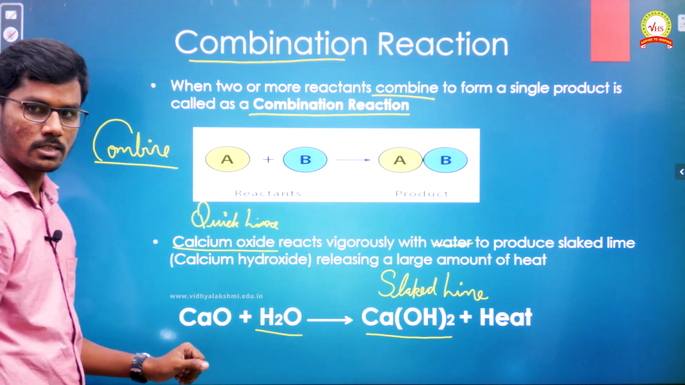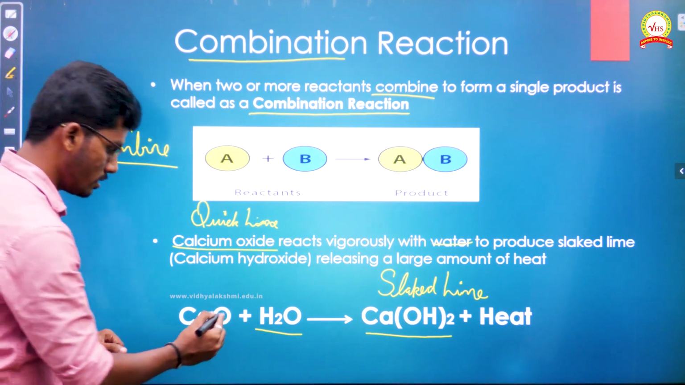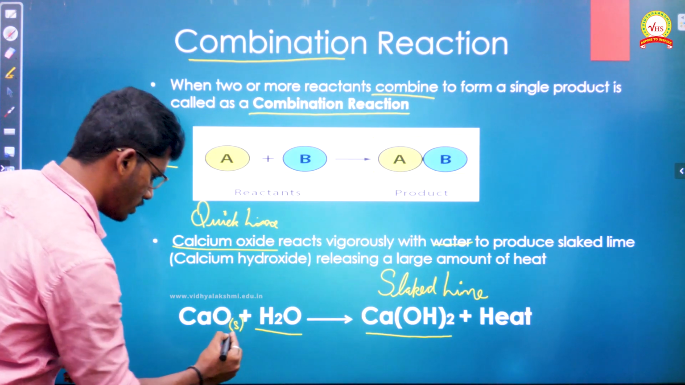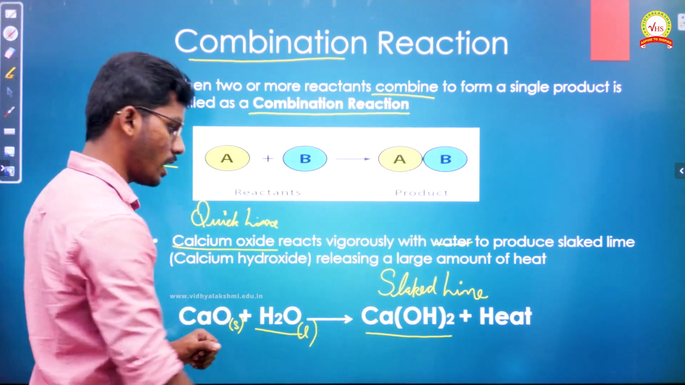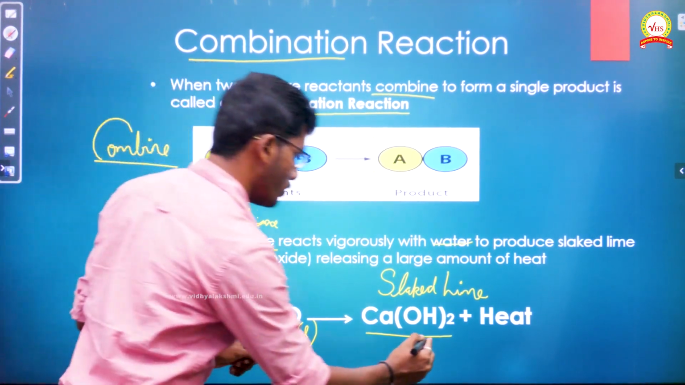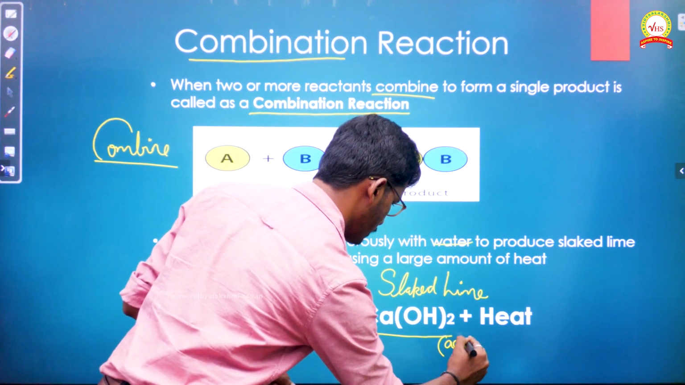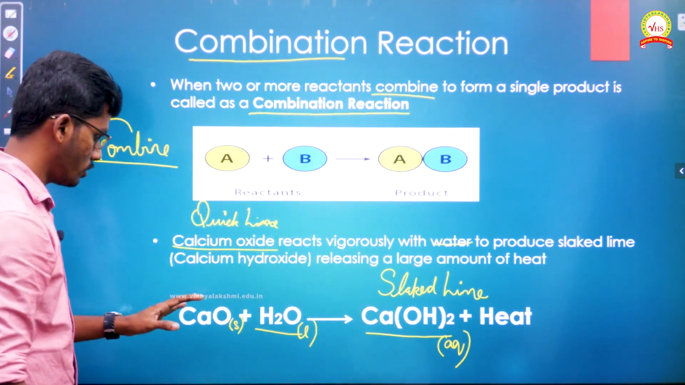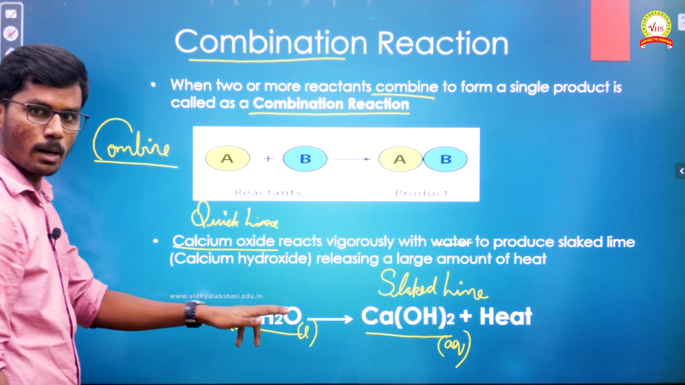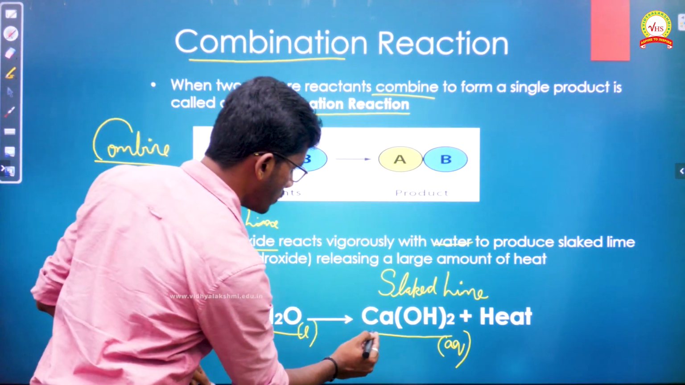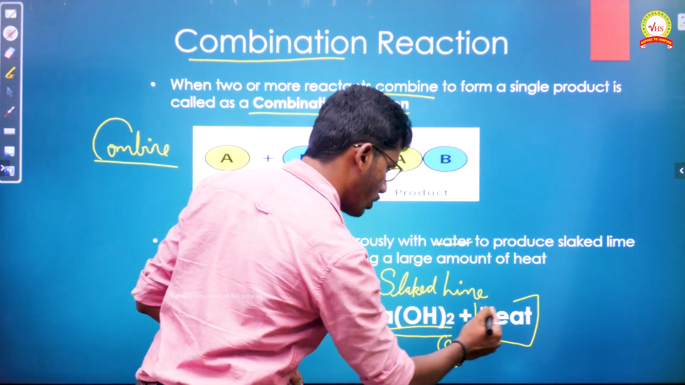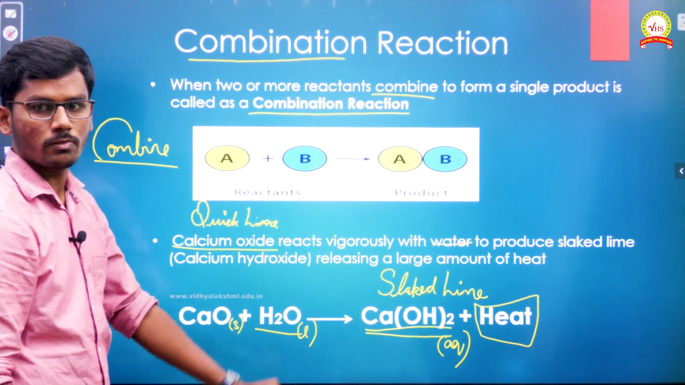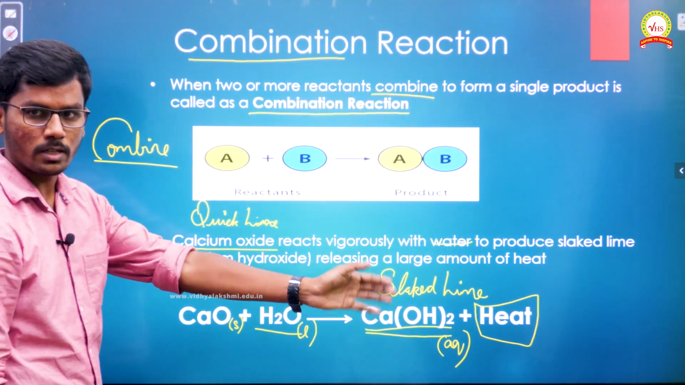If you see this reaction, calcium oxide will be in the solid state. H2O, you know, will be in the liquid state. And this calcium hydroxide which is formed here will be in the aqueous state. So you see here, two reactants combine together to give a single new product. Heat energy is also released in addition to the formation of that product. We will be discussing it in the next slide.